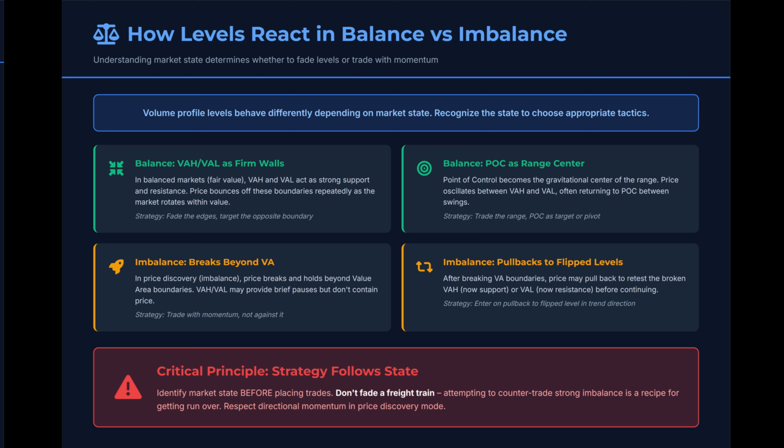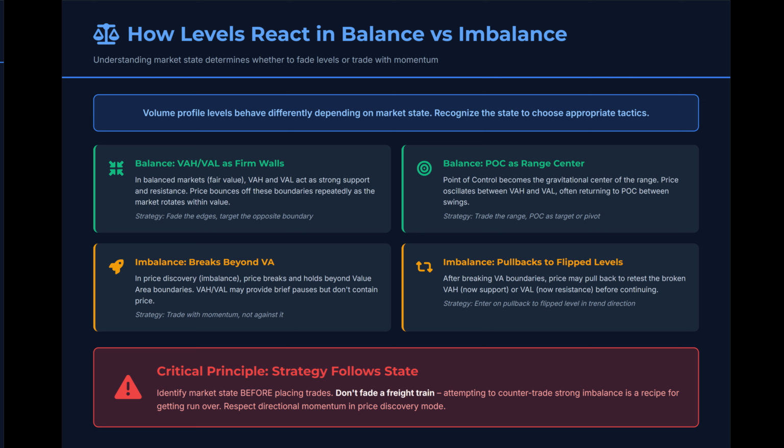When the market is rotating in balance, the VAH acts as strong resistance. Price approaches it, gets rejected, and drops back toward the center. Similarly, the VAL acts as strong support. Price drops to it, finds buyers, and bounces back up toward the POC or VAH. This happens not just once, but multiple times throughout the session. You can watch the market ping-pong between these boundaries with remarkable consistency.